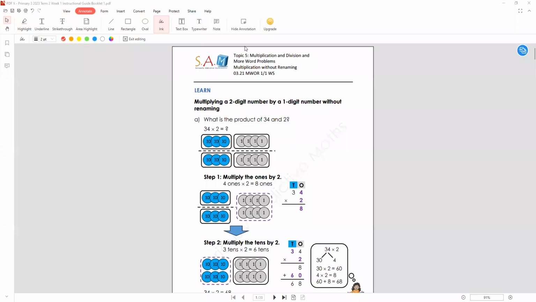Hello teachers, this is the instructional guide for Primary 3, Term 2, Week 1. This week we're going to focus on multiplication with and without renaming.